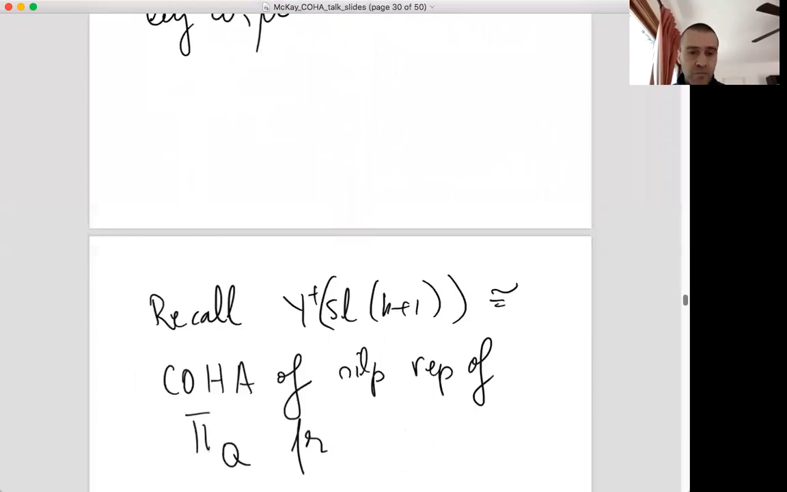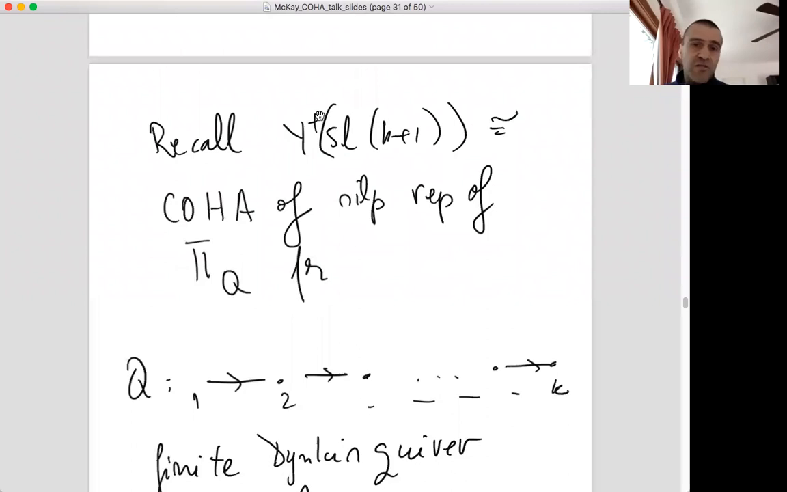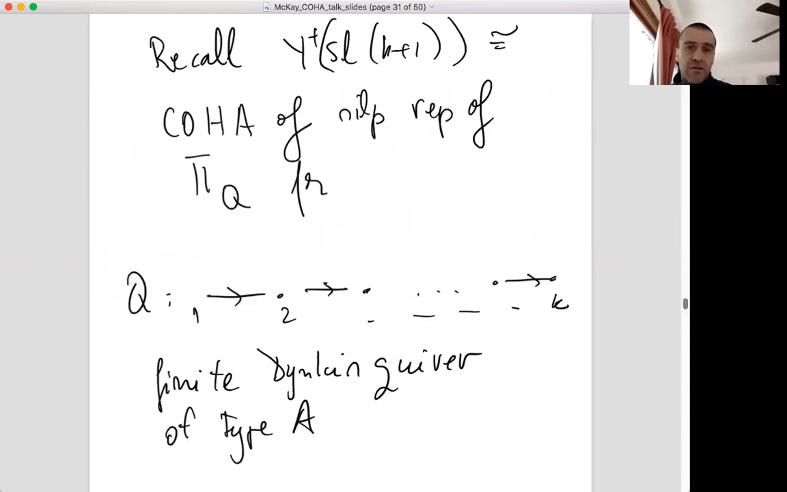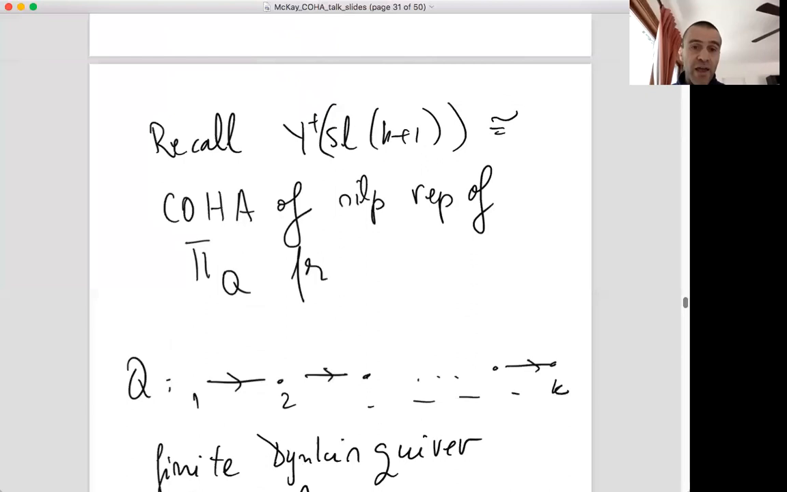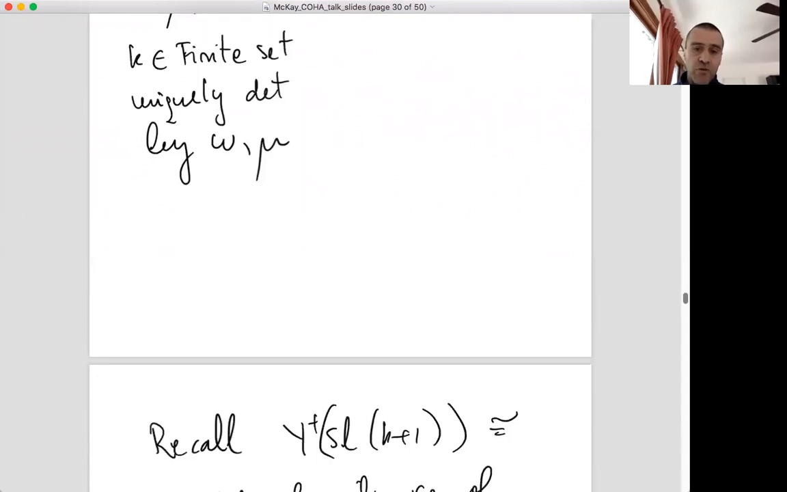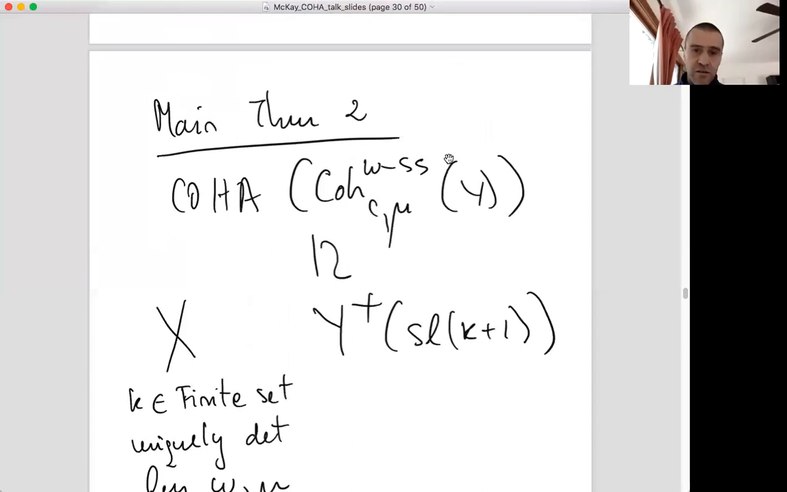And at this point, it would be very useful to remind ourselves that this positive part Y^+ of the Yangian of SL_{k+1} is in fact, as I mentioned before, isomorphic to the cohomological Hall algebra of nilpotent representations of the preprojective algebra associated to the finite Dynkin quiver of type A with k nodes. So this is the way the Yangian appears in this story. This is the realization of the Yangian you should keep in mind in order to make this connection clear.